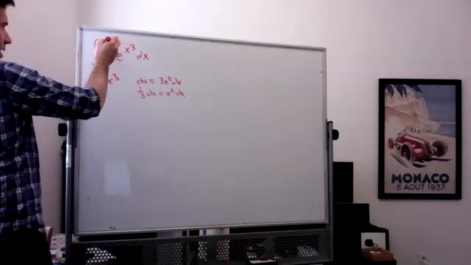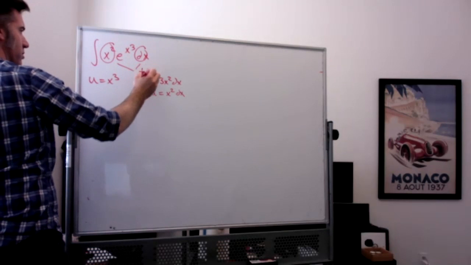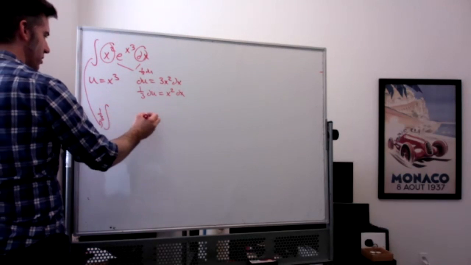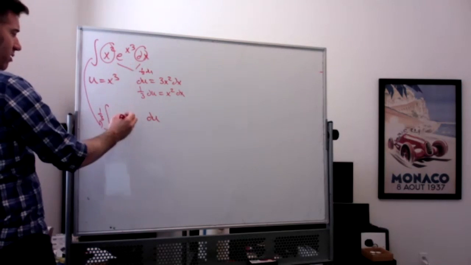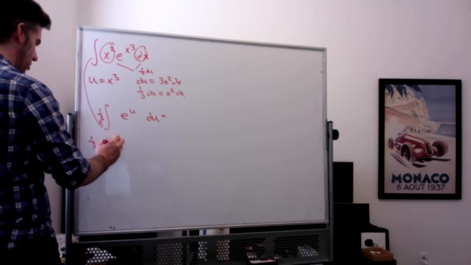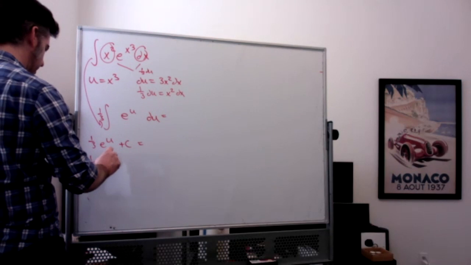So I can see my x squared dx, and that's my 1/3 du. This is going to be the integral of 1/3 du, and then the integral of e to the u. That's not too bad. That's just 1/3 e to the u plus c, which is 1/3 e to the x cubed plus c.